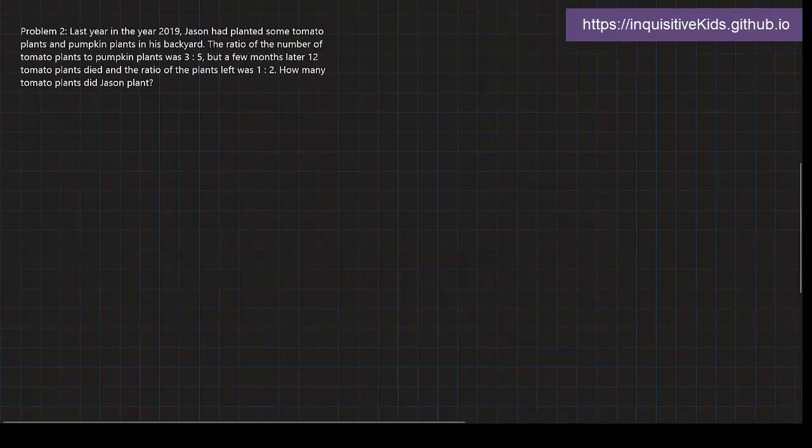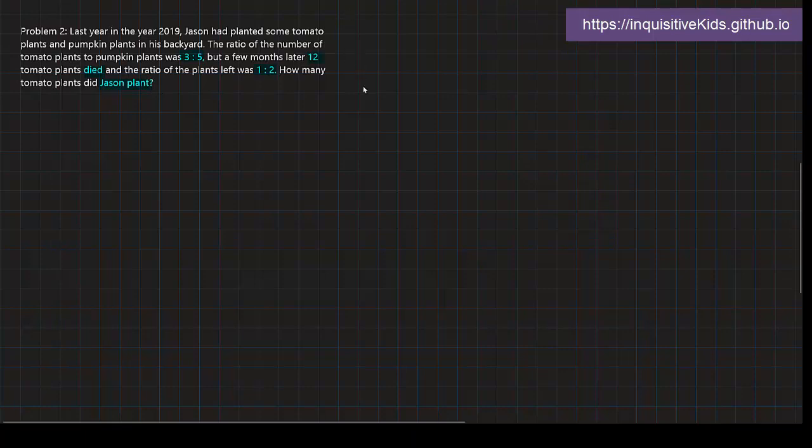Last year, in the year 2019, Jason had planted some tomato plants and pumpkin plants in his backyard. The ratio of the number of tomato plants to pumpkin plants was 3 to 5, but a few months later, 12 tomato plants had died. The ratio of the plants left was 1 to 2. How many tomato plants did Jason plant?